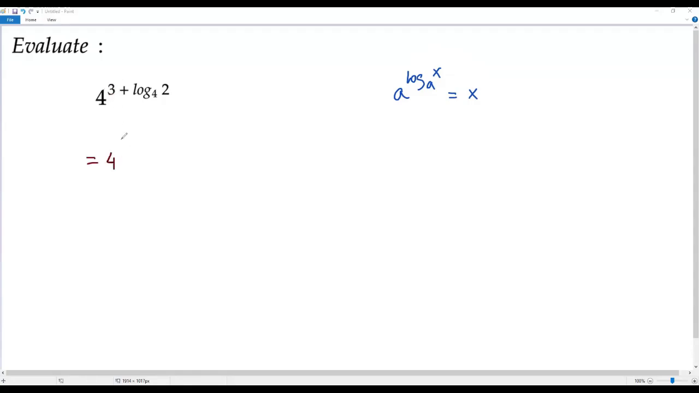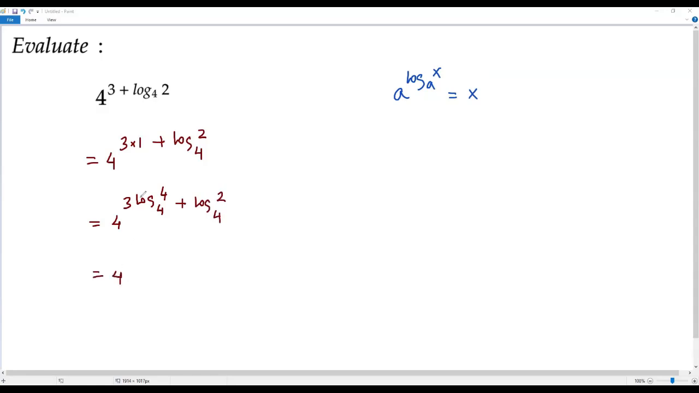For that, I'm going to consider this 3 as 3 times 1, plus log 2 to the base 4. Now 4 to the power of 3 times, instead of this 1, I am writing log 4 to the base 4. Because in a logarithm, whenever the argument and base are equal, the value of such a logarithm is 1. So the value of log 4 to the base 4 is 1. Why do we write log 4 to the base 4 instead of 1? Because to simplify with this log to the base 4, I am writing this in terms of a logarithm. That is log 4 to the base 4, plus log 2 to the base 4.